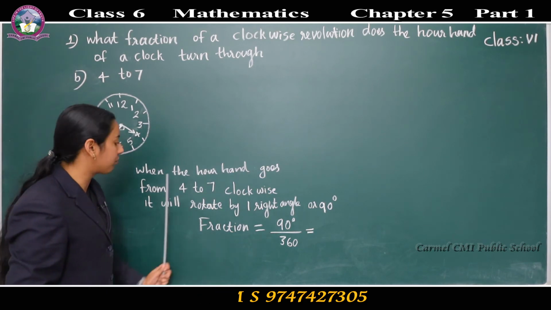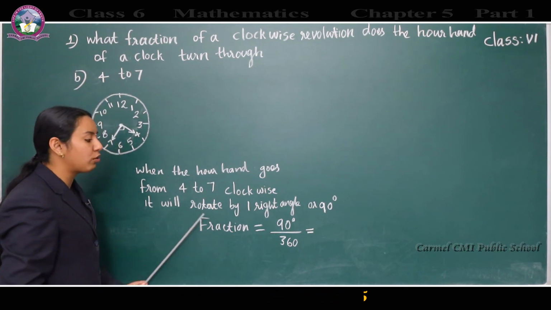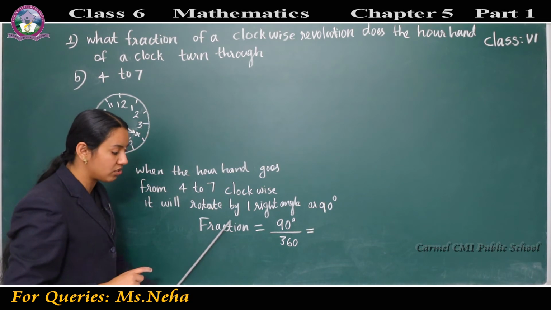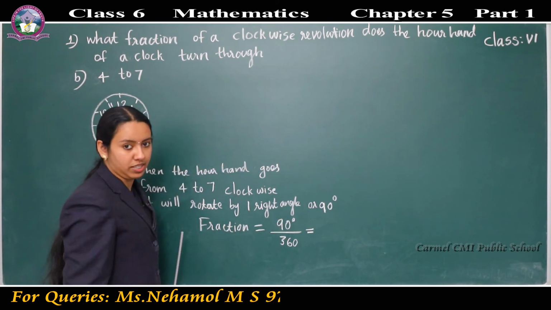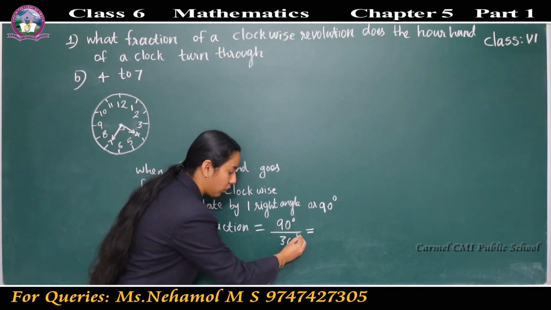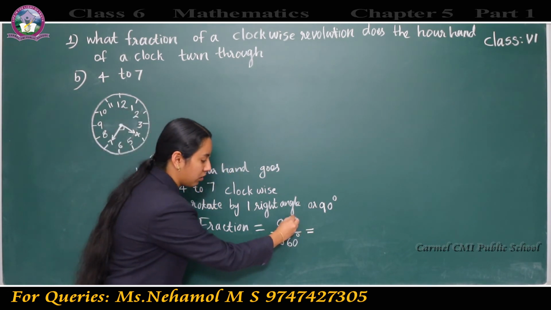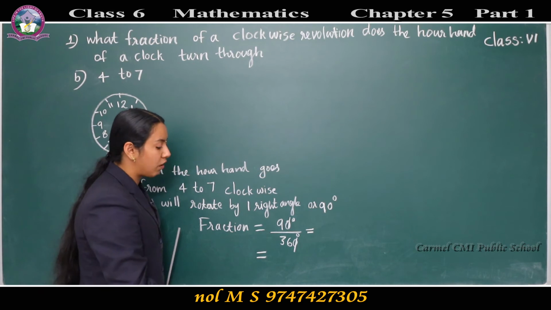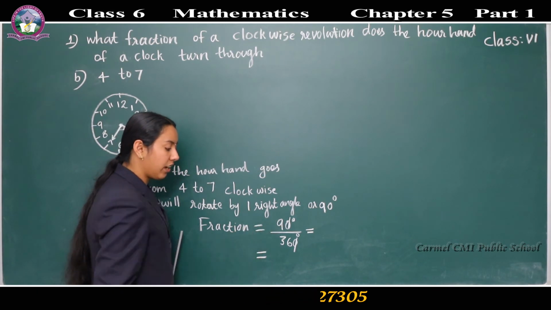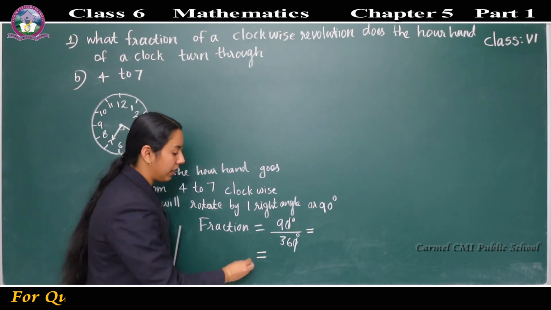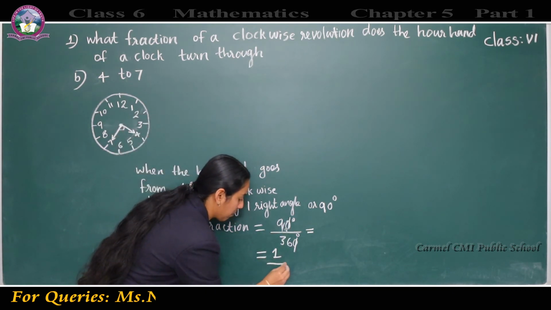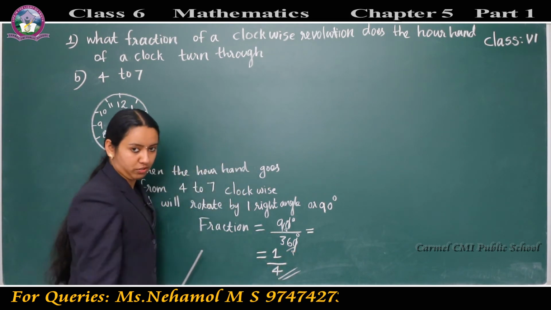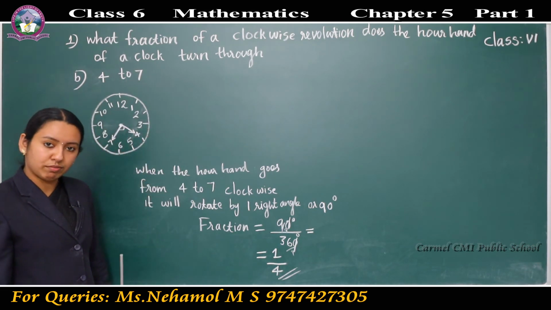When the hour hand goes from 4 to 7 clockwise, it will rotate by 1 right angle or 90 degrees. So the fraction is equal to 90 degrees by 360 degrees, the angle formed by the total angle 360 degrees. Then 0 and 0 will be cancelled. Then 9 by 36. We can convert this fraction to its lowest term. We know that 9 is divisible by 9, 36 also divisible by 9. 9 by 9 is 1, 36 by 9 is 4. 4 9s are 36. So 1 by 4 is the required fraction.